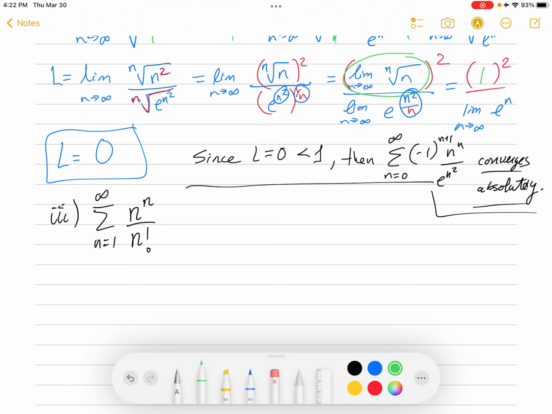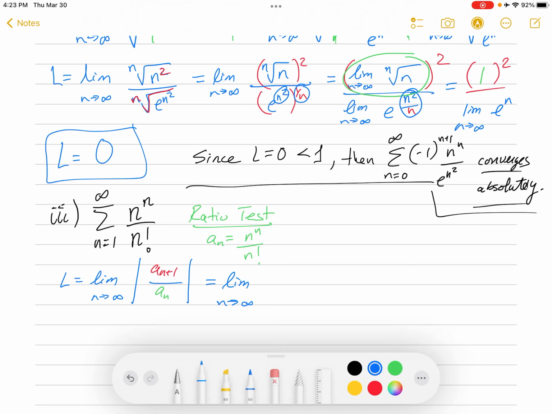So since I got a factorial here, I probably want to use the famous ratio test. So with the ratio test, here, of course, my a_n is n^n over n factorial. With the ratio test, I want to take a special limit. n goes to infinity, absolute value of a_(n+1) over a_n. So that's the special limit for the ratio test.